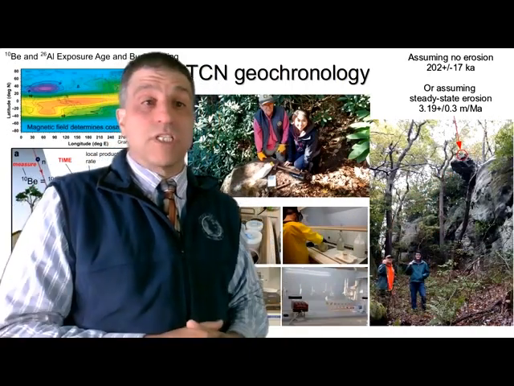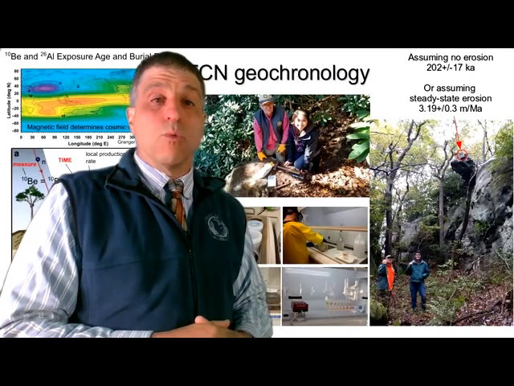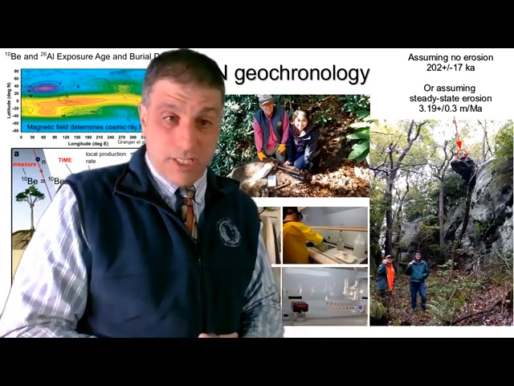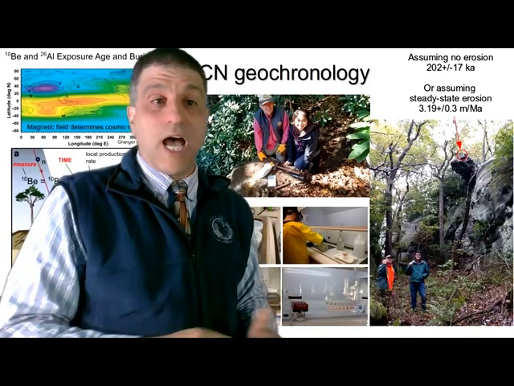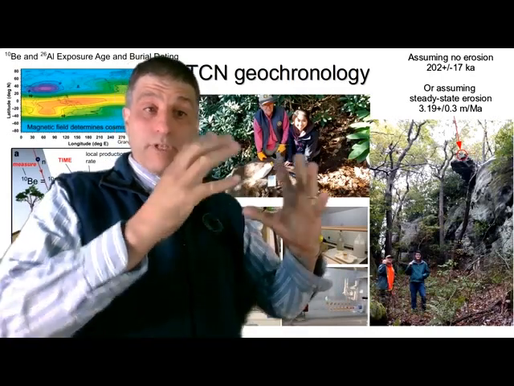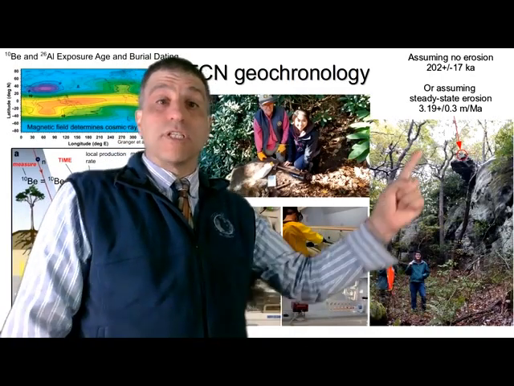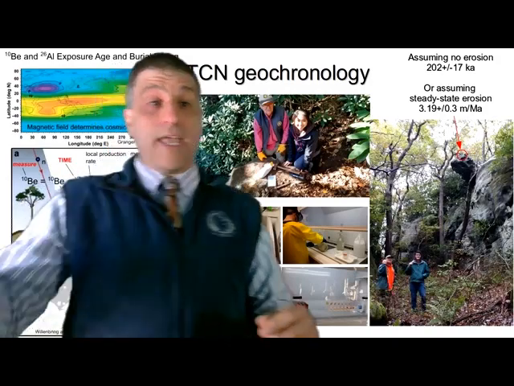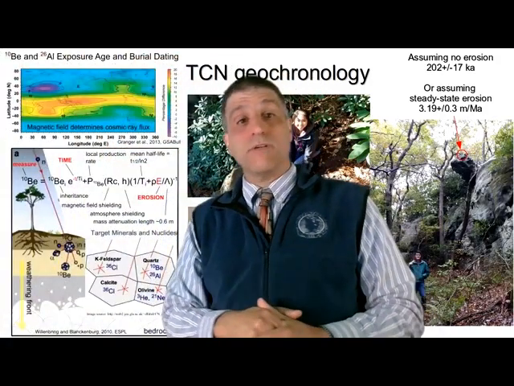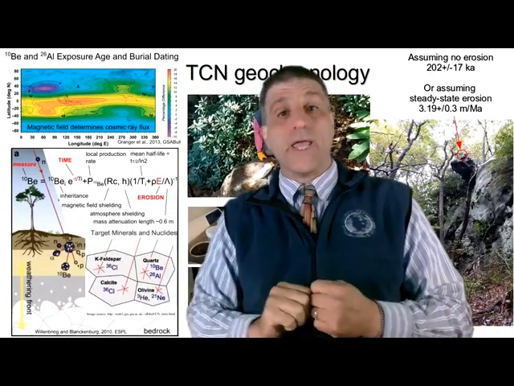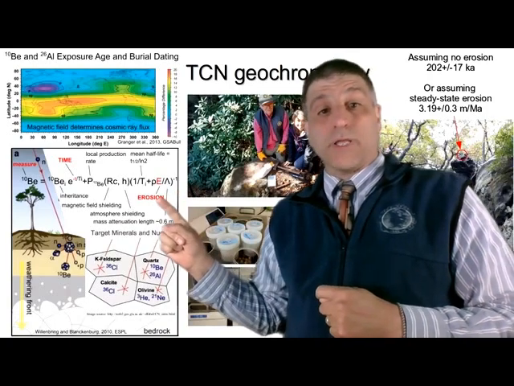Now, we can solve this problem the other way. We can say, well, actually, I have no idea how long this thing has been exposed. I don't know the time at all, but I'm going to assume that the number of beryllium atoms that I measure represents steady state erosion. In other words, I am zapping it with cosmic rays. I'm building up beryllium-10 at a known production rate. It's decaying away, and it's also eroding.